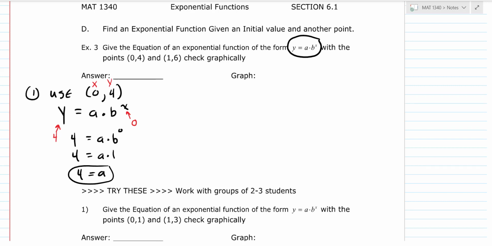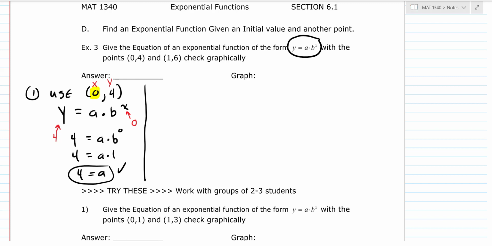Now what we're trying to do in this problem is figure out both a and b. So we got a. You want to plug that first point in to find a. The reason is because the x value is 0. That just gives you the initial value.